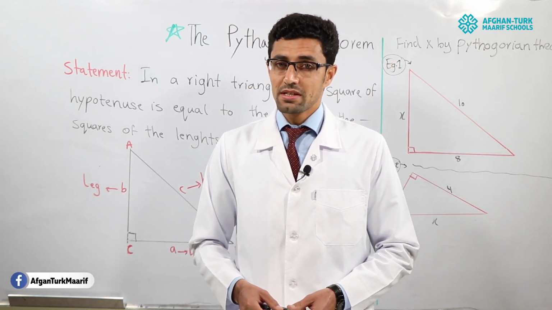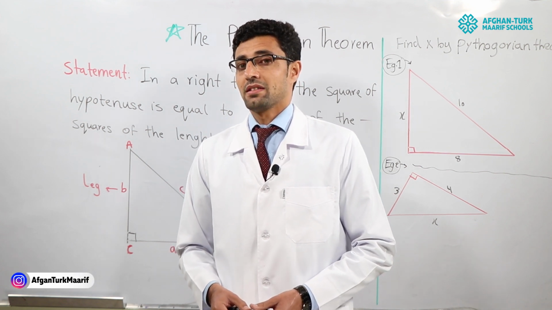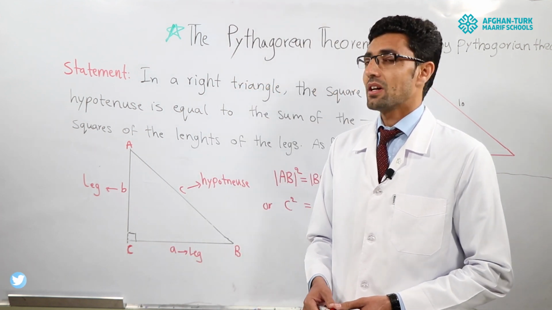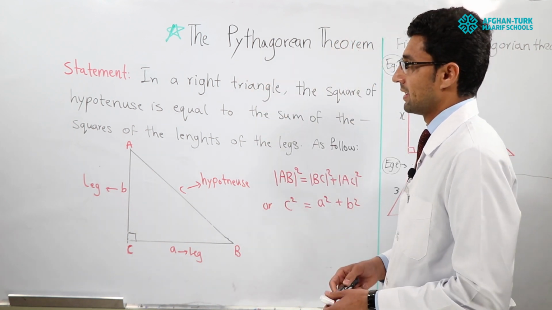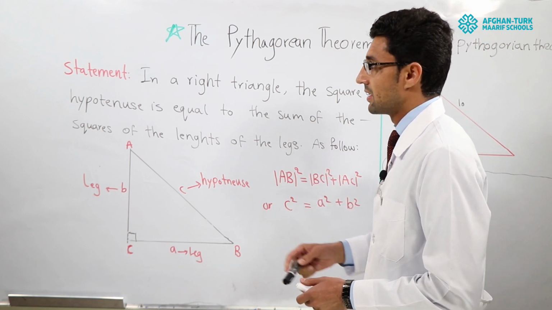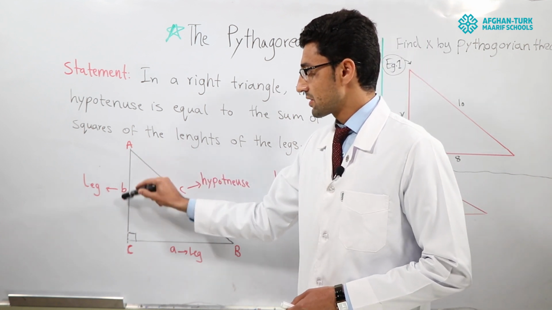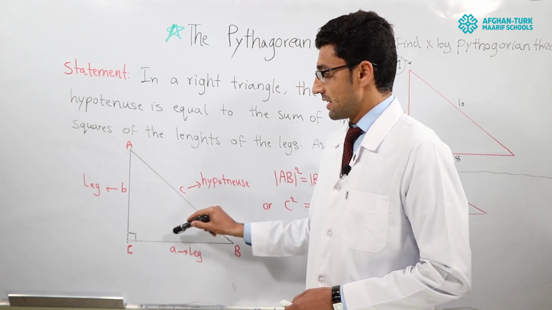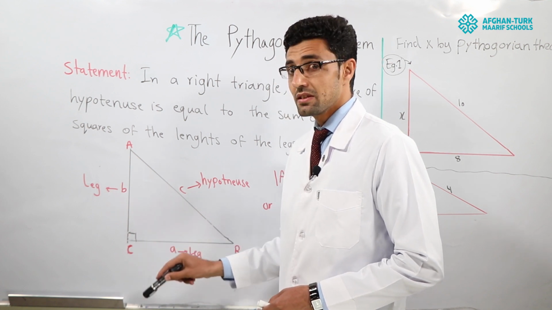Today we are going to study a new subject related to geometry, and it is a very interesting title: the Pythagorean Theorem. At first, what does the Pythagorean Theorem state? Statement: in a right triangle, it's a triangle that one of the angles is 90 degrees.